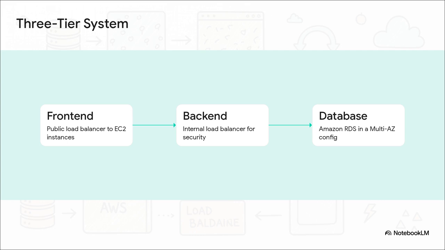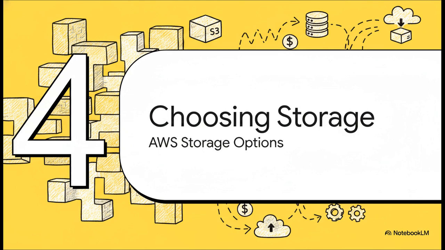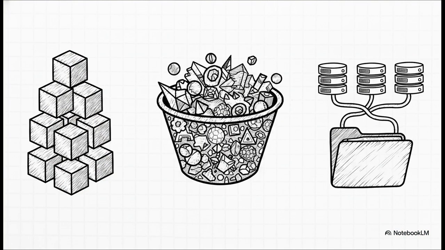If one layer fails, the damage is totally contained. It doesn't cascade and sink the whole ship. Section 4, choosing the right storage. Now, an architecture is really only as strong as the data it holds.